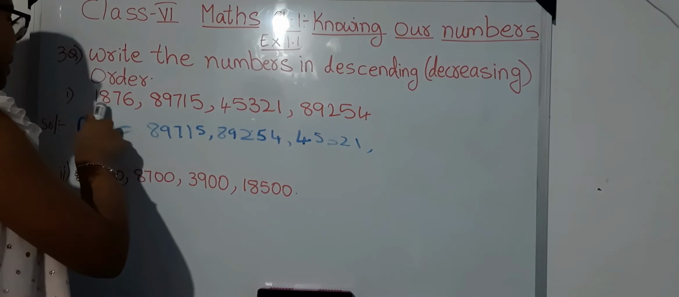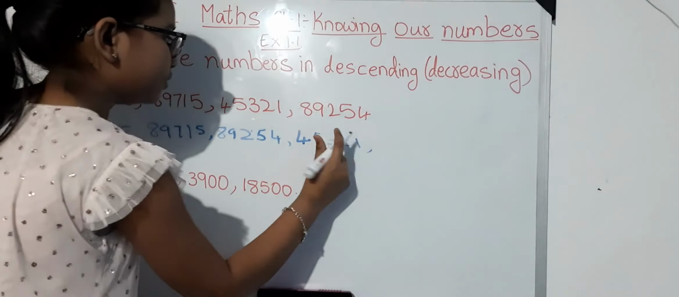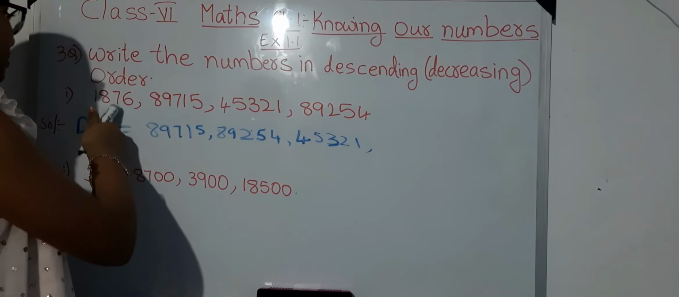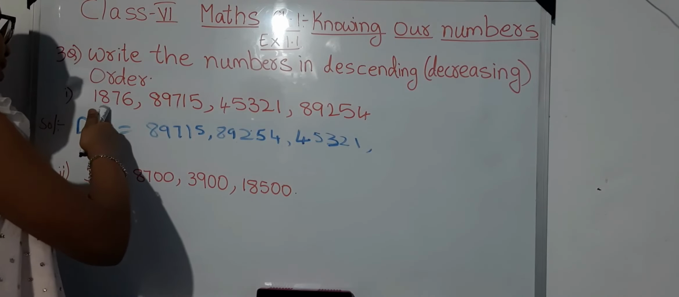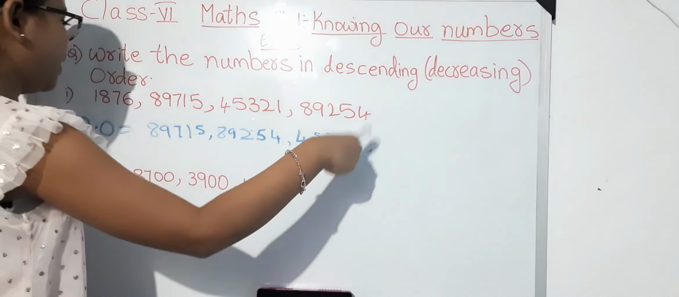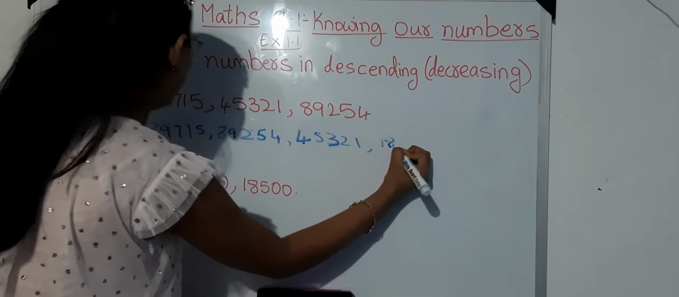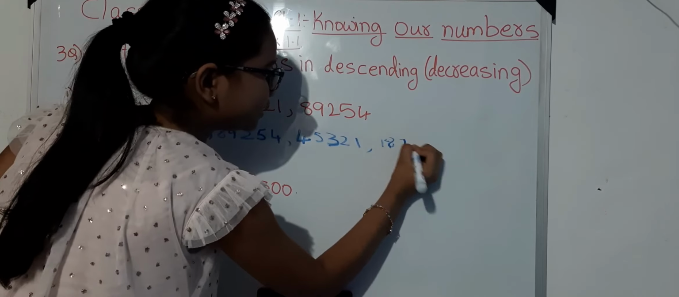Now the remaining number is 1,876. So we write here 1,876.